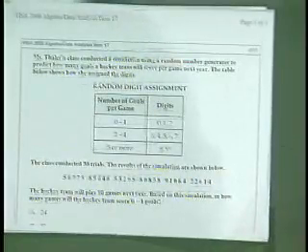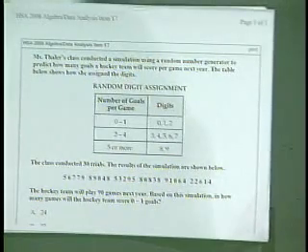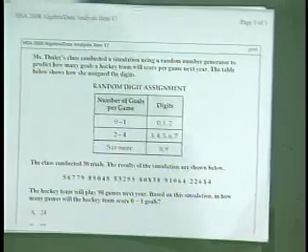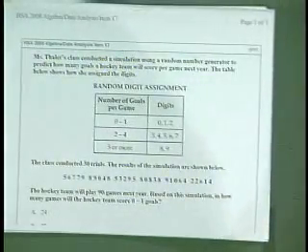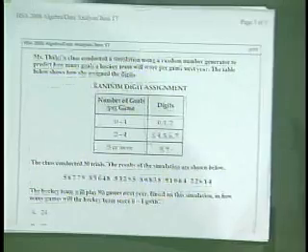Our next question involves a simulation. It says, Ms. Thaler's class conducted a simulation using a random number generator to predict how many goals a hockey team will score per game next year. The table below shows how she assigned the digits. So it says number of goals per game and the digits. If the hockey team scored between 0 and 1 goal, then we assign the digits 0, 1, and 2. If the hockey team scored between 2 and 4 goals, we assign the digits 3, 4, 5, 6, or 7. And if the team scored 5 or more goals, we assign the digits 8 and 9.